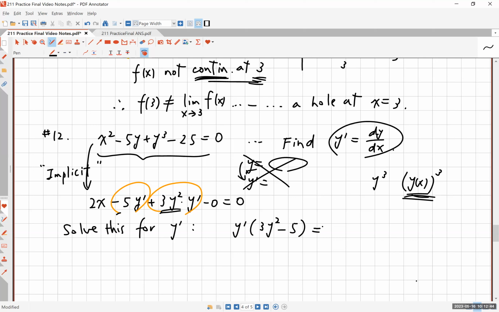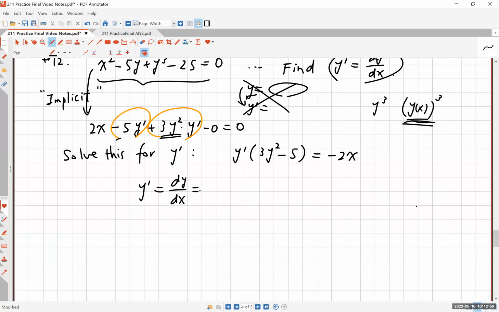Okay, now on the other hand, I can subtract 2x from both sides, and this is what we have. And so y prime, which I want you to start writing dy dx because that is more precise in many situations. Sometimes the x is called t or theta or something, right? So let's say in this case, it's dy dx, which is -2x all over 3y squared minus 5. And that is going to be your answer.